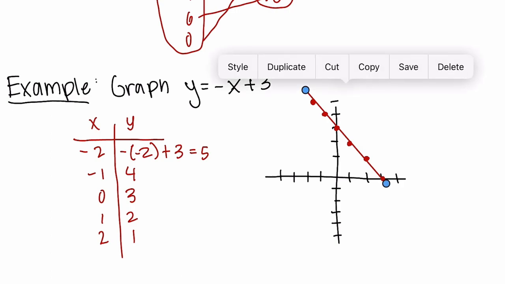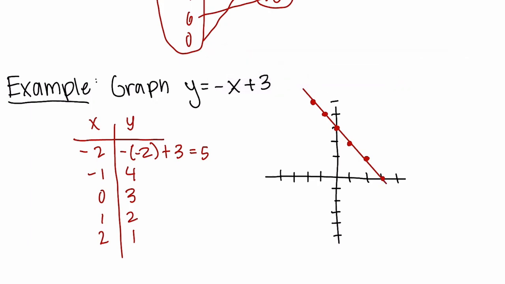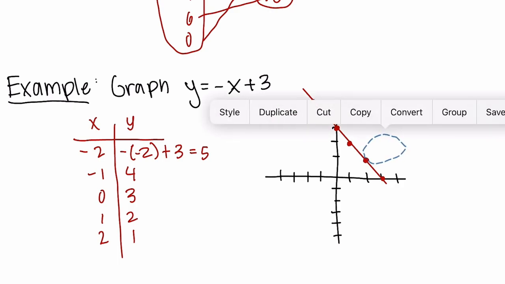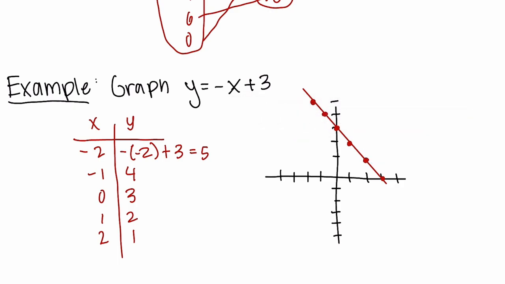On your homework, though, it's not going to have you connect the dots. It's just going to say plot the points. So on your homework, just plot the points. But really the relation here, y equals negative x plus 3, is all of those numbers, and technically it goes on forever in both directions.